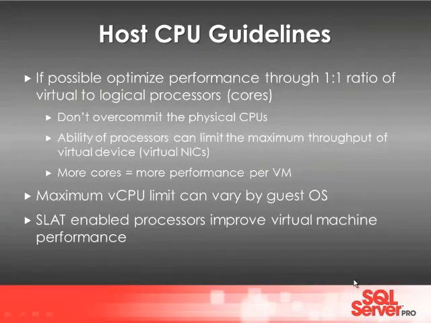First, let's talk about some host CPU guidelines. If it's possible, you want to make a 1-to-1 ratio of your virtual processors and the cores that you have in your system. If you do that, and you have one virtual processor to one logical core that's in the system, you will make sure that all of those VMs that you're running are going to have physical processing capabilities and resources available when they need them.